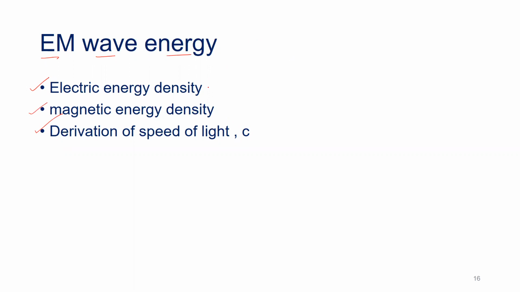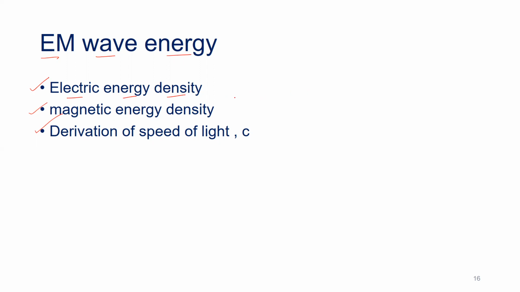So first, electric energy density basically tells us the strength or the magnitude or the maximum energy contained in an electric wave, that is the electric field. So you can say that electric energy density tells us the strength of the electric field. Similarly, magnetic energy density signifies the strength of a magnetic field in a magnetic wave. So there are formulas to do that.